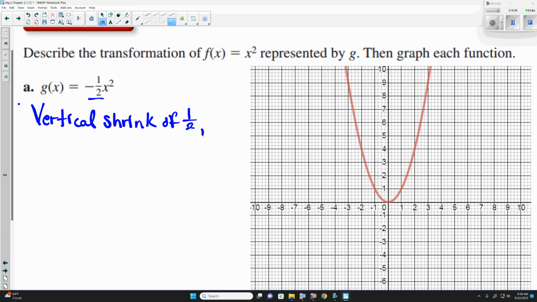of 1/2. Because vertical stretch and shrink is not about the negative. It's about the number. Since the number is 1/2, it's a vertical shrink. If the value had been negative 2, it would have been a vertical stretch. If the number's between 0 and 1, did I throw my pen? It's a shrink. The sign means nothing for vertical stretch or shrink. The sign is not attached to vertical stretch or shrink. The sign is attached to what?